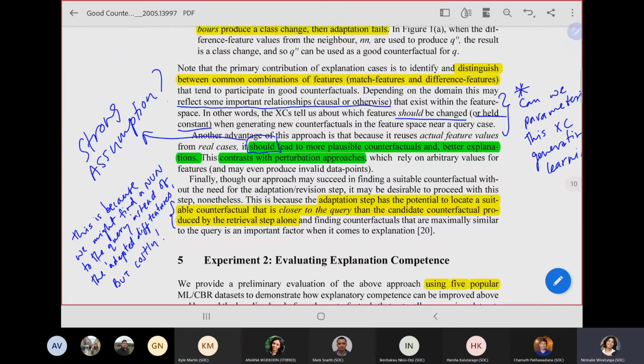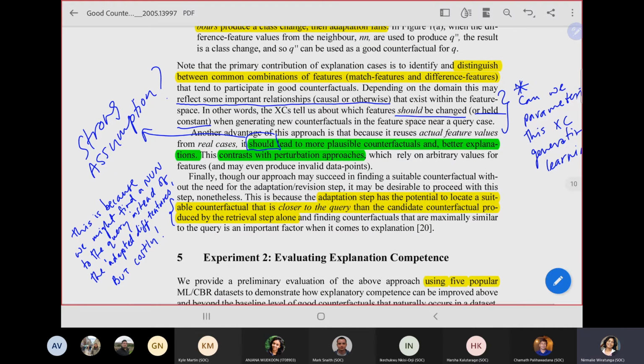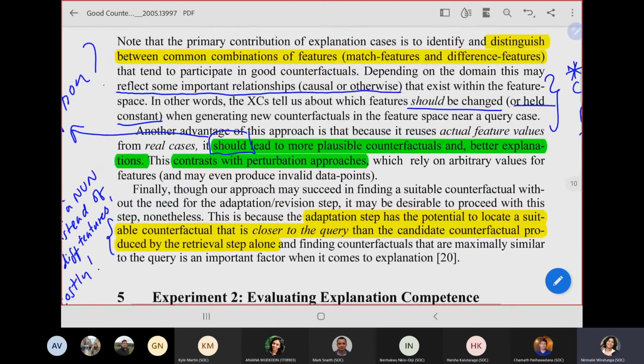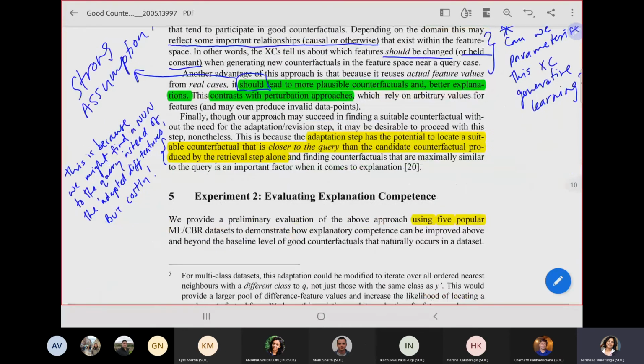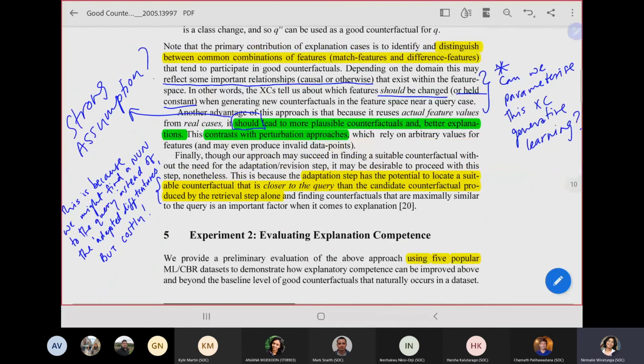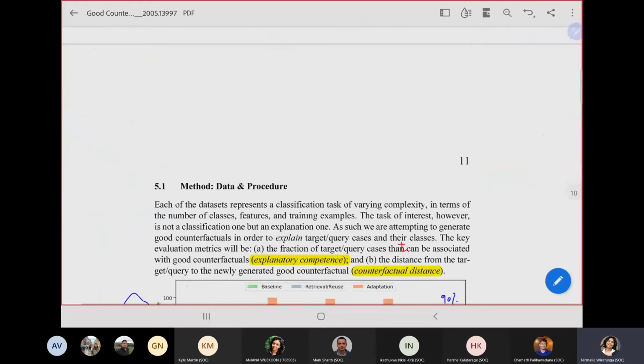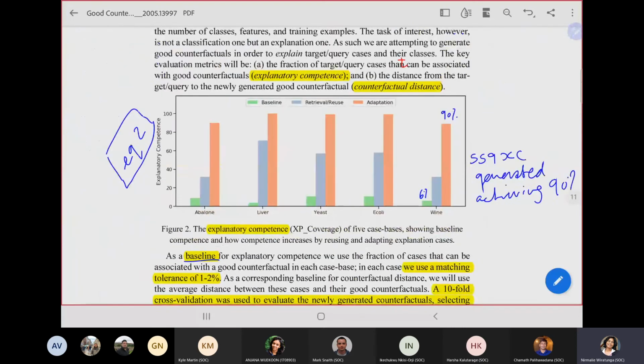Also, I just want to highlight this point, which I thought was a very strong assumption they made. They say another advantage of this approach is that because it reuses actual feature values from real cases, it should, they say here, it should lead to more plausible counterfactuals and better explanations. So this is a strong assumption, and maybe we can discuss whether we believe they managed to prove this in their experiments or not.